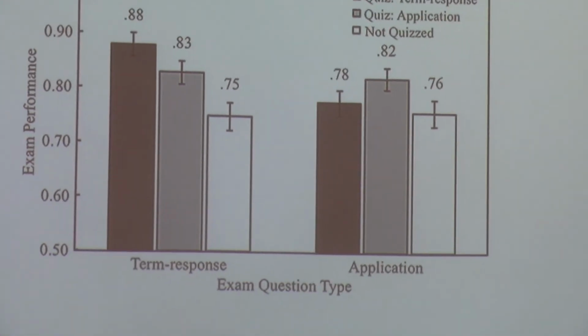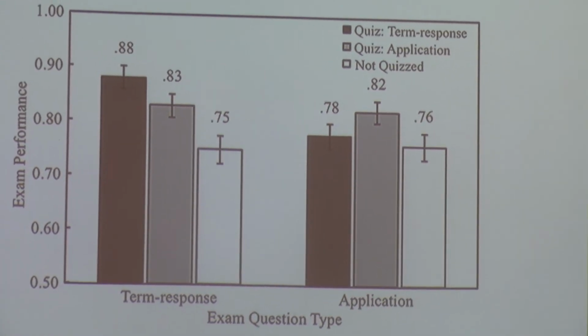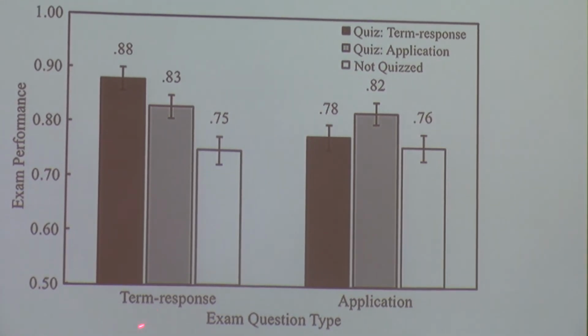So this is performance on the final unit exam, or the final test. There are two kinds of questions, term response as well as application. And these different bars indicate whether they were quizzed in a term response style, quizzed in the application style, or, on the white bars, not quizzed. If you look at the exam performance, one trend is pretty obvious: being quizzed is helpful. The white bars are generally the lowest bars. So if you're not quizzed, performance is poorest on those kinds of questions on the exam.